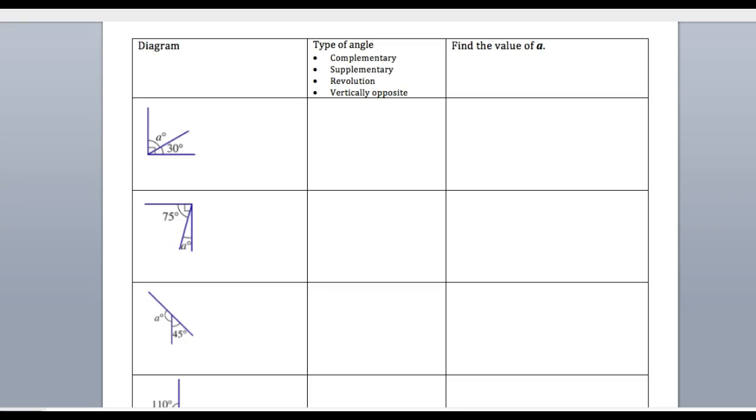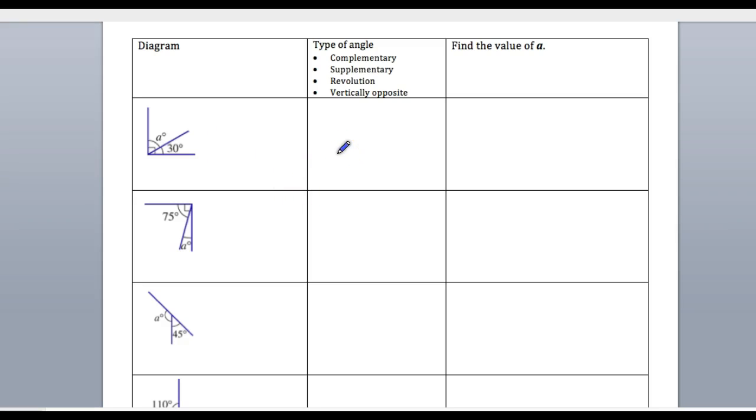Okay, so I want you to think about, well, what type of angle are we looking at here? Complementary, supplementary, revolution, or vertically opposite? So basically we've got 90, 180, 360, or the opposite angle. So the first one here is at a right angle, so it's complementary. They're complementary angles, and remember complementary angles add up to 90 degrees.